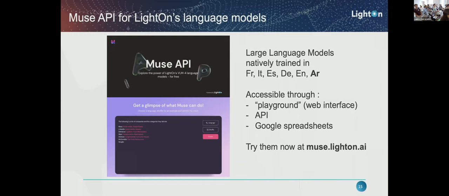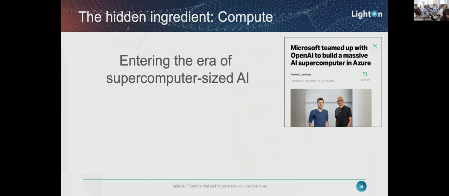The hidden ingredient is, of course, the amount of compute. This is just an insane amount of compute that you need for this model. Just to train this model, and then I can talk about inference as well, but just to train the model, this is just insane. And now we are entering the era of AI at the size of a supercomputer.